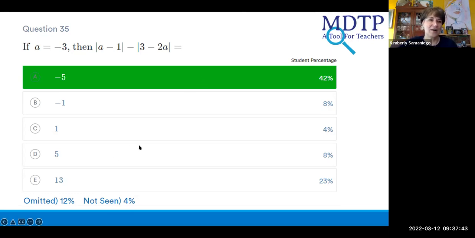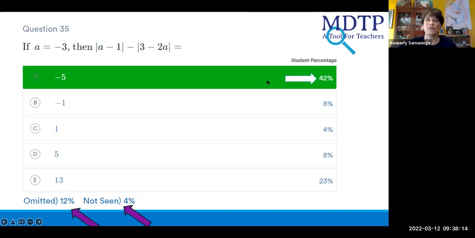Okay. So we were looking at omitted versus not seen. This is question 35. There are 40 questions on this test. So 40 questions means that most of the students probably finished this test, but there's 4% who probably didn't finish the test. Not seen means they didn't get to this question. It was a timed test. 12% omitted it, which means these are not the not seens. They decided not to answer this question for whatever reason that is.